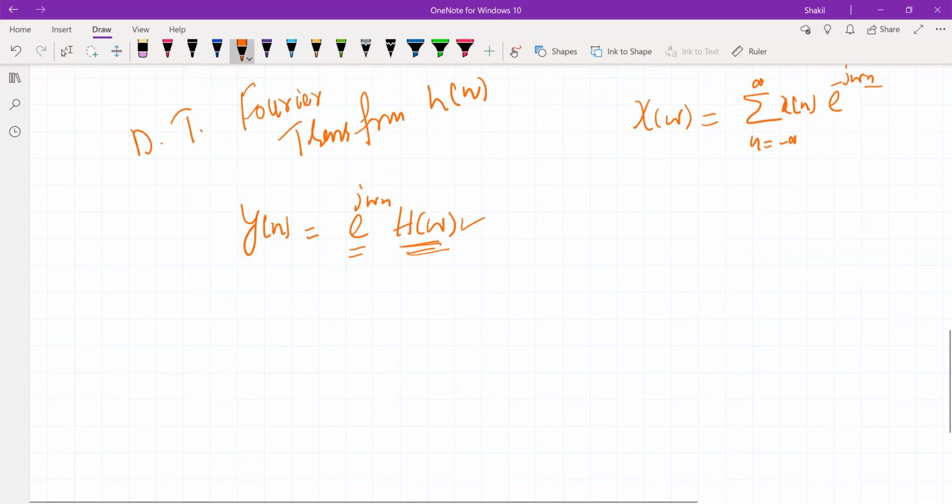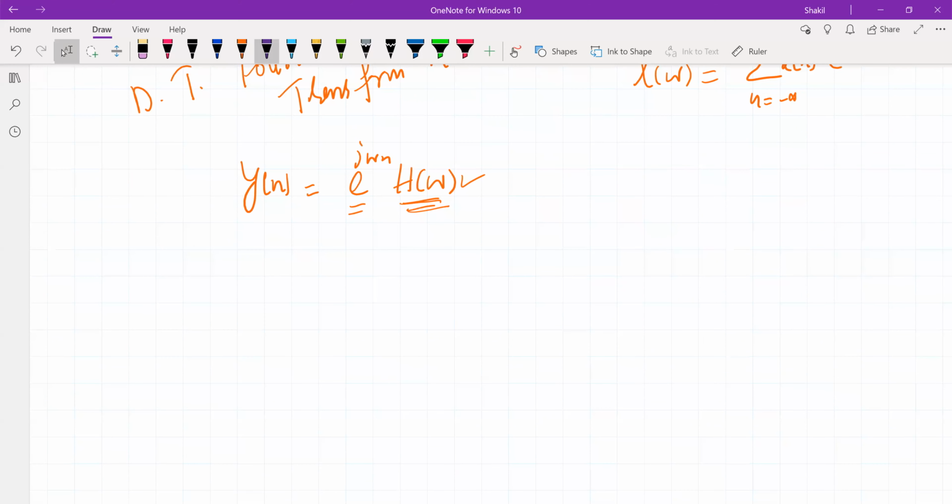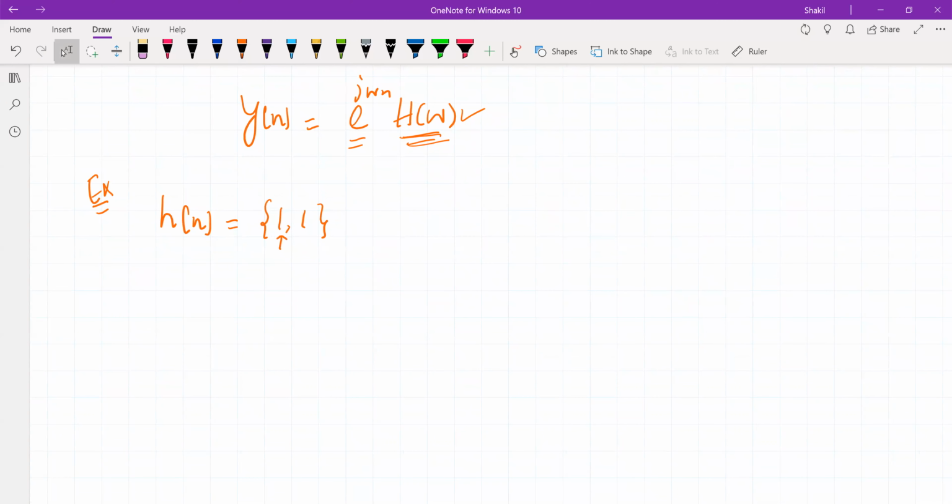All right, let us solve some examples so that we can clarify the concept. Let's suppose the impulse response of the system h of n is 1, 1. Let me take a very simple example. If this is the impulse response of the system, compute the frequency response of the system.